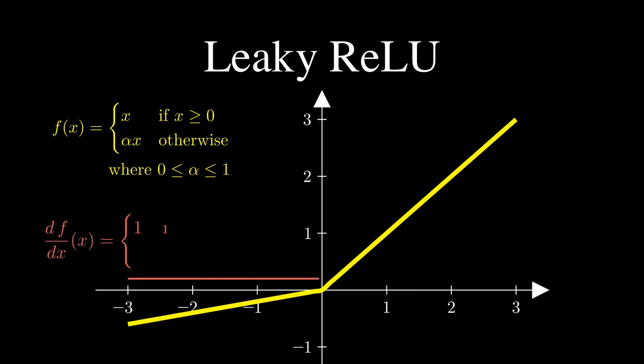Now, the derivative of the Leaky ReLU is also a discontinuous function. When x is negative, the slope is alpha, and when x is positive, the slope is 1. And note that it is not differentiable at the origin.